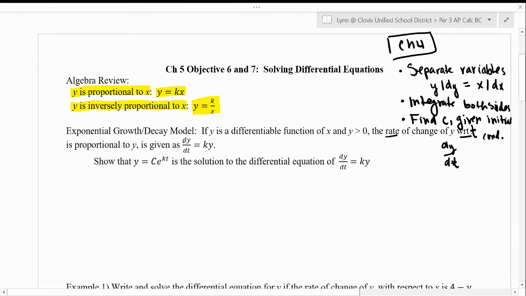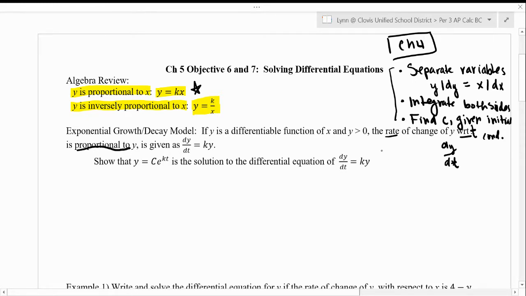So the rate of change of y with respect to t, that would be dy over dt, and then it is proportional to y. So proportional meaning some sort of scalar, k in this case, times y. What we want to show is that y equals c e to the kt is the solution to this differential equation. We're going to follow the steps just like we had before in chapter 4.